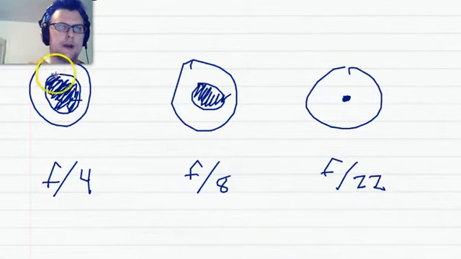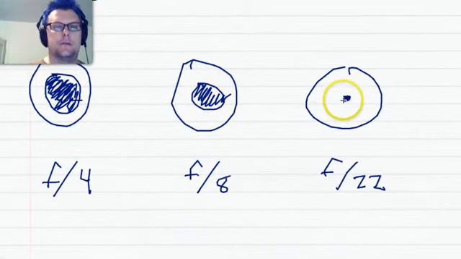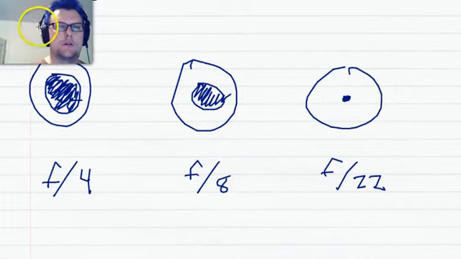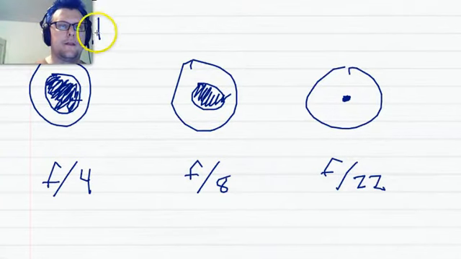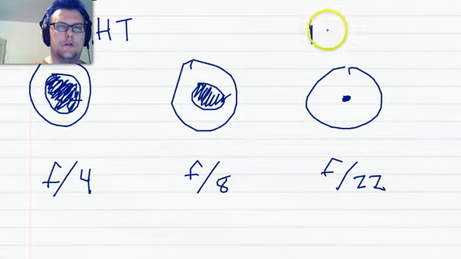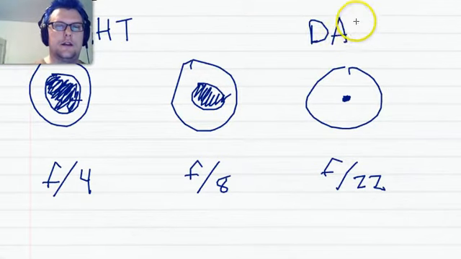So this is what your iris looks like at an f4. This is what your iris looks like at an f8, and what your iris looks like at an f22. So this is very bright. There's a lot of light that can come in through that giant hole. And this is obviously going to be very dark. You're not letting hardly any light in at all.